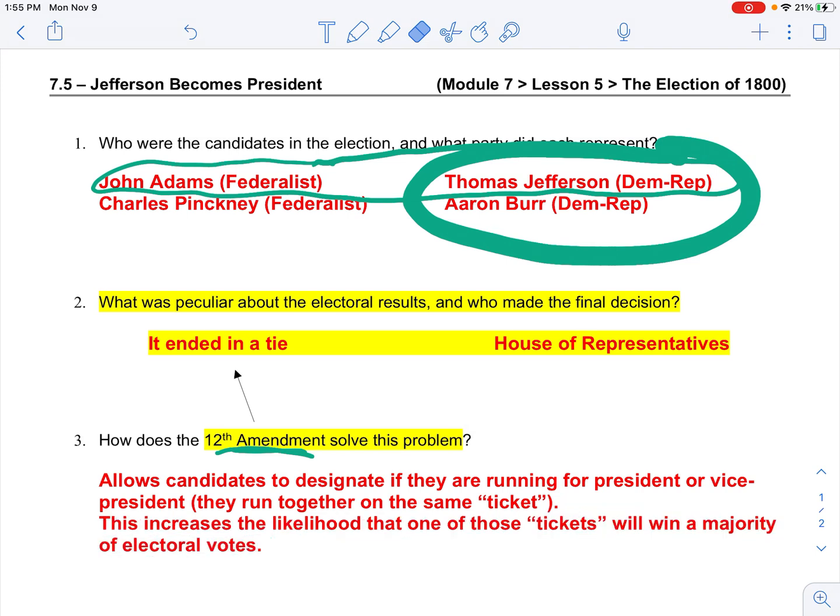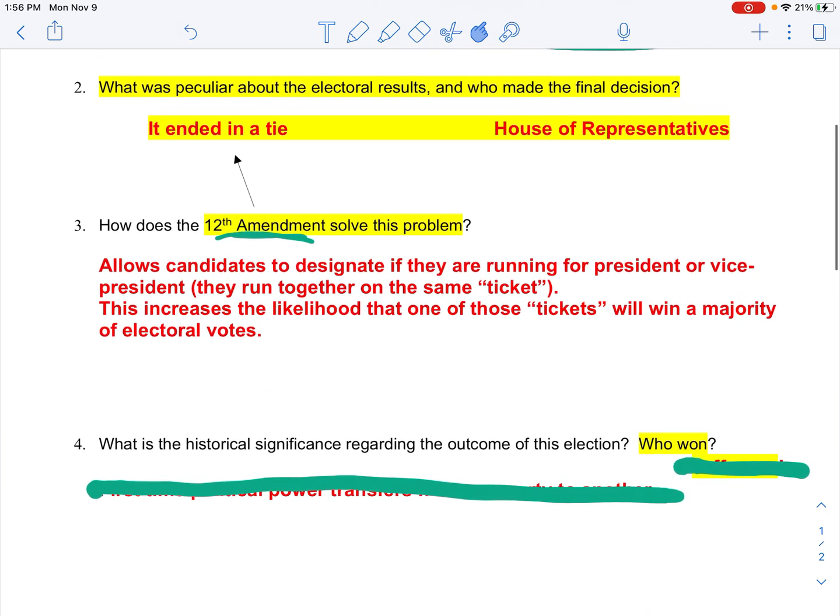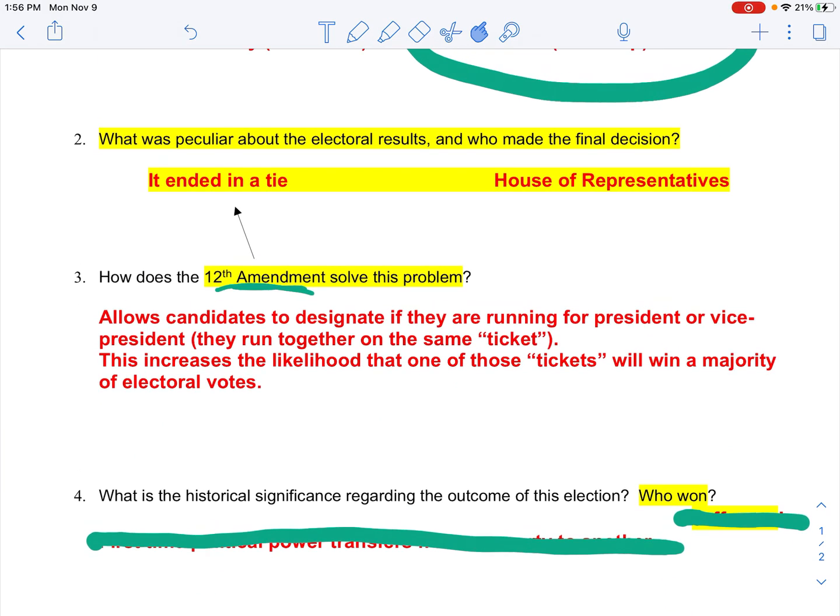It increases the likelihood that one of those tickets will win a majority of electoral votes. If you just throw a bunch of people's names in the hat and vote for somebody, the odds are way higher that you'll end up with a tie or that nobody will win a majority of the votes. So that's how the 12th Amendment helps. All right, so we solved this problem and we do it differently today, obviously. So what is the historical significance regarding the outcome of this election?